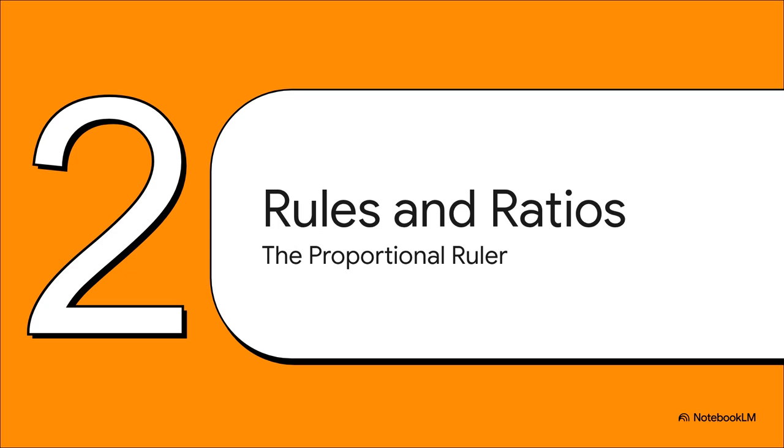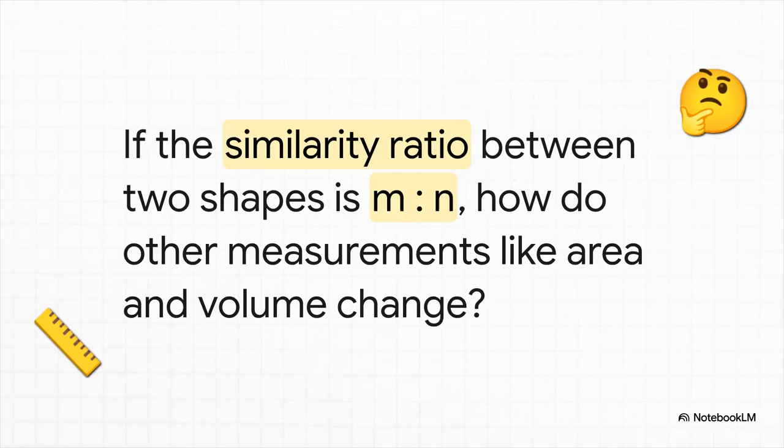All right, let's grab our next tool and see how this all connects. Because once you know two shapes are similar, you unlock a whole new set of rules for measuring them. Let's call this one our proportional ruler. It lets us predict exactly how things like area and volume change when a shape gets bigger or smaller. So just imagine we've got two similar shapes, and let's say the ratio of their sides is m to n. What does that even mean? Well, for example, maybe one shape's sides are all twice as long as the others, so the ratio is 2 to 1.